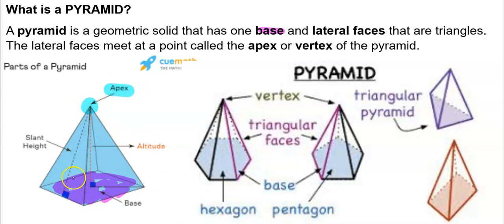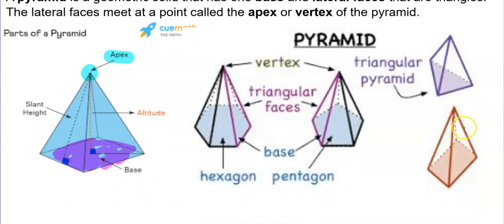Now, the shape of the base determines what kind of pyramid it is. If you have a square on the bottom, this would be called a square pyramid. If you have triangles on the bottom, it's a triangular pyramid, a hexagonal pyramid, a pentagonal pyramid. So pyramids are named by the shape of their base. They have 1 base and they come up to a point, and that point is usually called the vertex or the apex, depending on who you're talking to. On this one, we call it vertex, and over here, we call it apex.